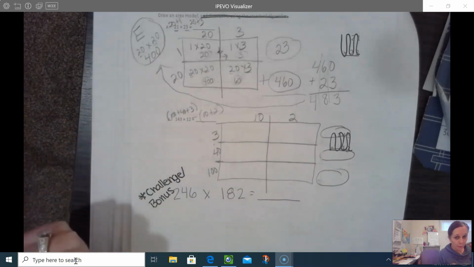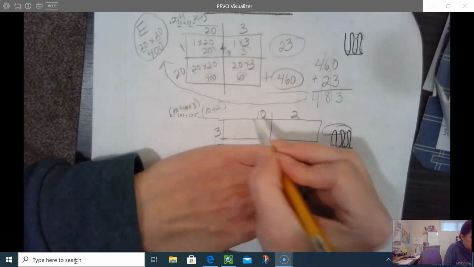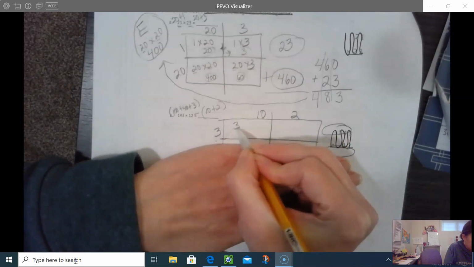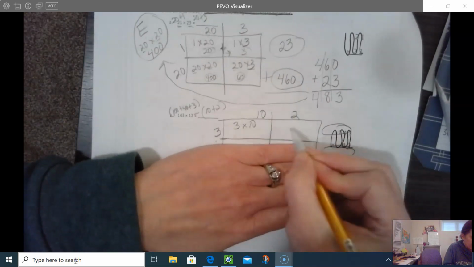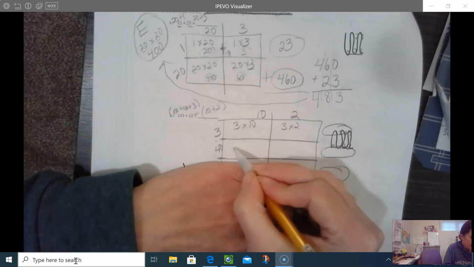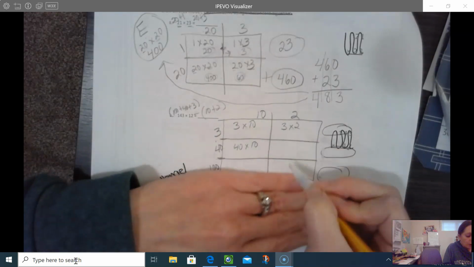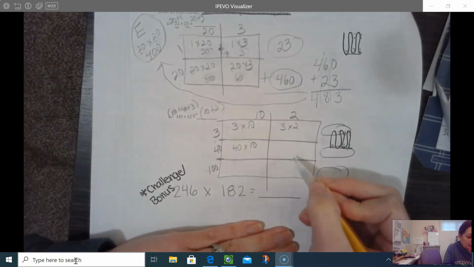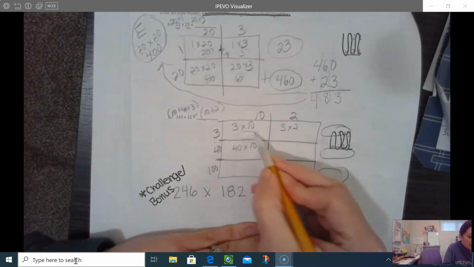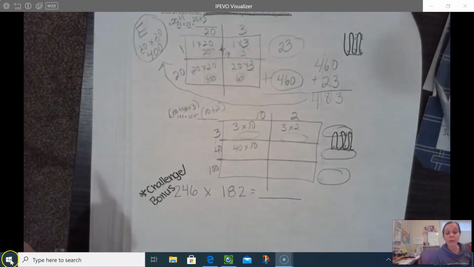Your next job, remember, you are going to take each of these and set up your little mini multiplication problem. 3 times 10 and 3 times 2. Okay, down here you'd have 40 times 10 and 40 times 2. Go ahead and finish setting up your little mini problems, and then I'd like you to solve each of them. We'll check in just a moment. Remember to use your multiplication chart if you're not sure.